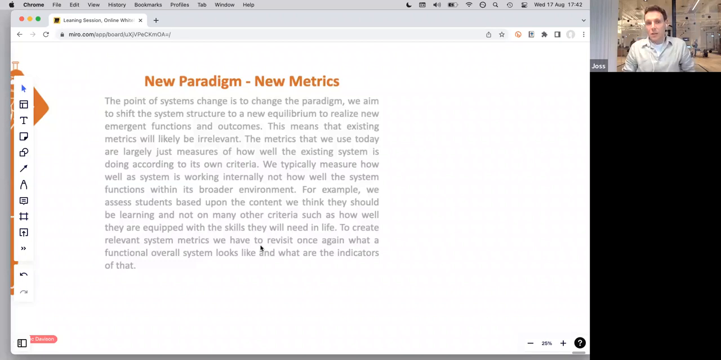This means that the existing metrics will likely be, to a large extent, irrelevant. I mean, it's good to know about how well the parts are doing, but if we're really assessing for the overall change, we will need very different metrics. The metrics that we use today are largely just measures of how well the existing system is doing according to its own criteria. We typically measure how well a system is working internally, not how well the system functions within its broader context. For example, we assess students based upon the content we think they should be learning and not on many other criteria, such as how well they are equipped with the skills they will need in life. So system change is going to involve a change in paradigm. And it's that change in paradigm that we should be assessing, not how well the existing system is doing at what it's set up to do.